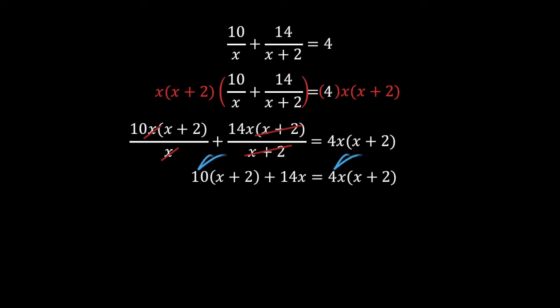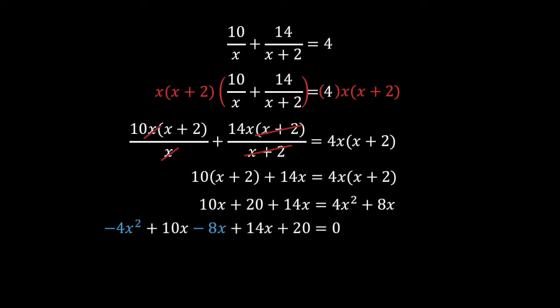By distribution property, we get 10x plus 20 plus 14x equals 4x squared plus 8x. Since this is a quadratic equation, this gives us a hint to equate this to 0. We subtract both sides of the equation by 4x squared and 8x, giving us 4x squared plus 10x minus 8x plus 14x plus 20. Simplifying, we have negative 4x squared plus 16x plus 20 equals 0. Simplifying further by dividing both sides by 4, we get x squared minus 4x minus 5 equals 0.